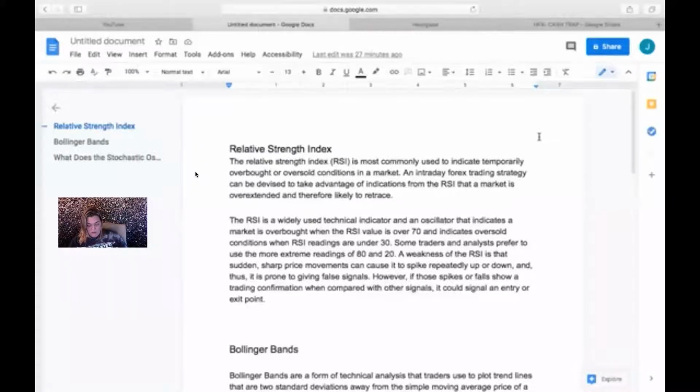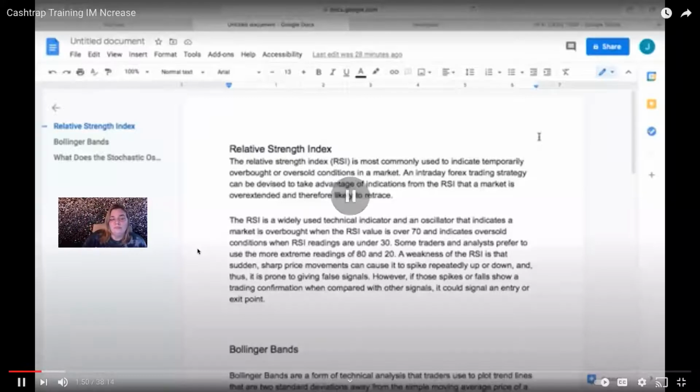The RSI is a widely used technical indicator and an oscillator that indicates a market is overbought when the RSI value is over 70 and indicates oversold conditions when RSI readings are under. Did y'all catch that? It indicates a currency pair being overbought when the value goes above 70, and oversold when it goes under 30.